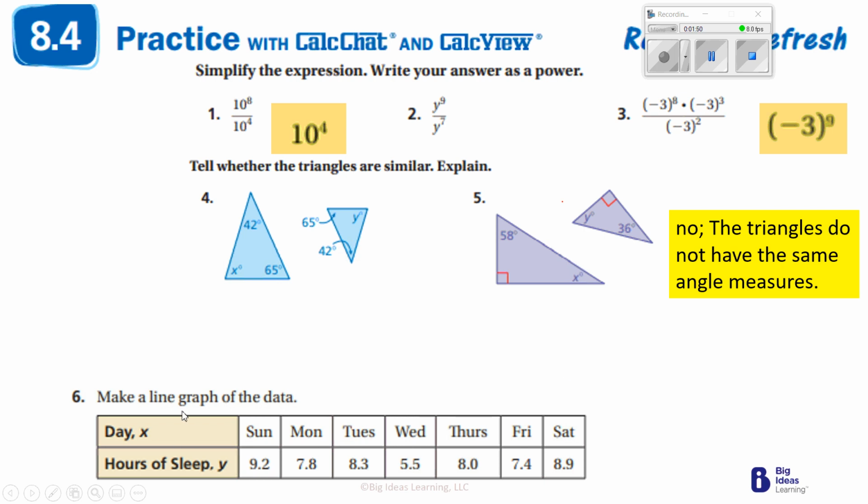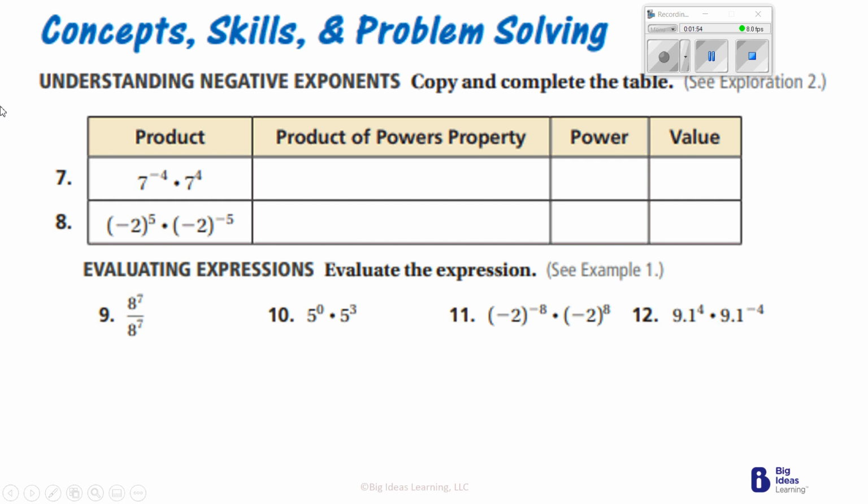Number 6 is for you to do, to make a line graph out of that data. Now I'm going to do number 7. It says copy and complete the table. So if I'm doing this, the product of power property tells me that I'm going to subtract 4 and add 4. See, we're subtracting 4 and adding 4. And that's going to be 7 to the 0 power, because 4 minus 4 is 0. And anything to the 0 power is 1.